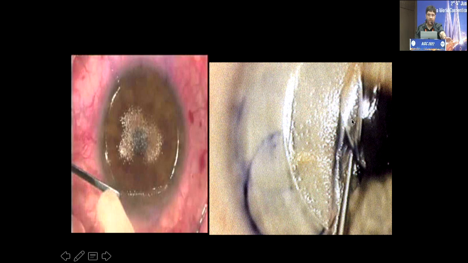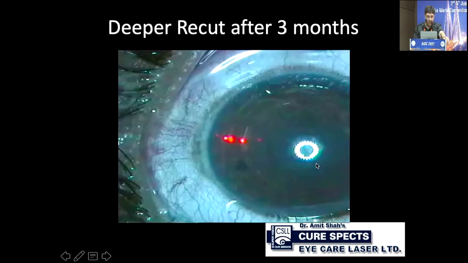You have to deposit the flap back. You just wait for the eyes to become quiet. You wait for around 3 months, and after that you can have the flap recut, or you can always perform the surface ablation. Okay, this is what we did.